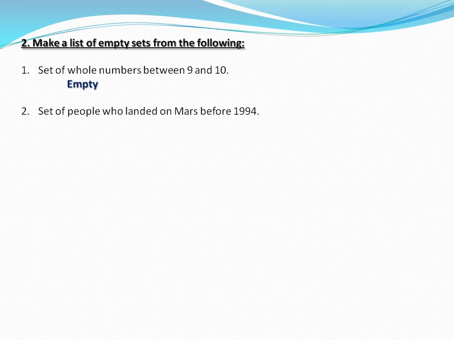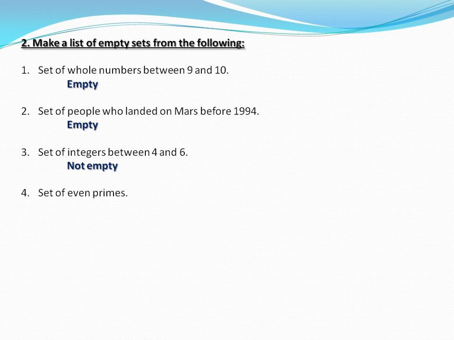Set of people who landed on Mars before 1994. Is this empty? No, so it's also an empty set. Set of integers between 4 and 6: there is 5, so it is not an empty set. Set of even prime numbers: yes, we have the value 2, so it is not an empty set.